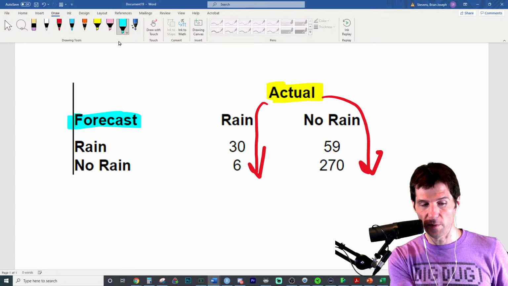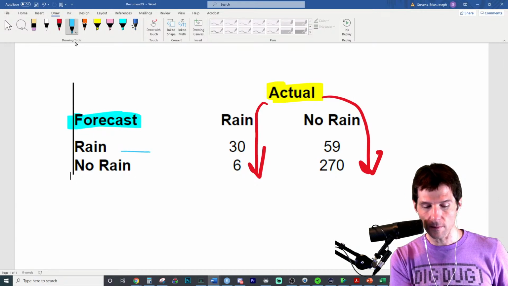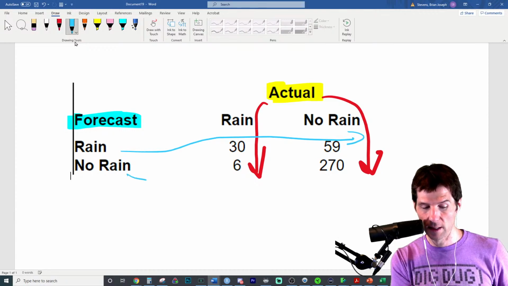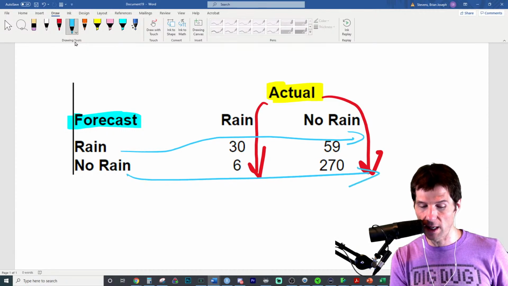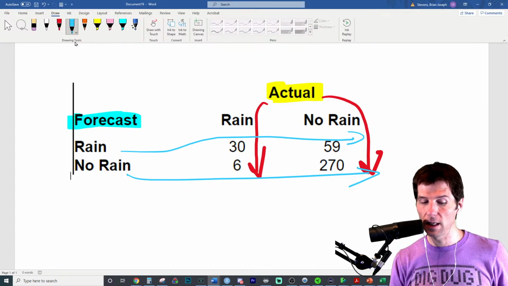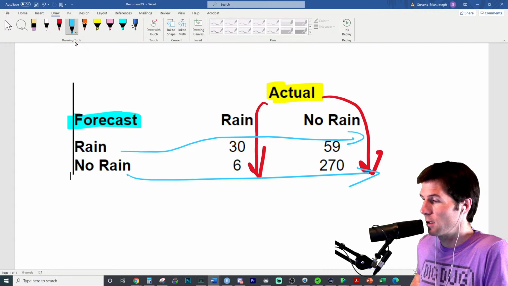Now, these are what was forecasted. And these are the days that rain was forecasted. These are the days that rain was not forecasted. So here's where it gets tough. How many days was the forecast would not rain?